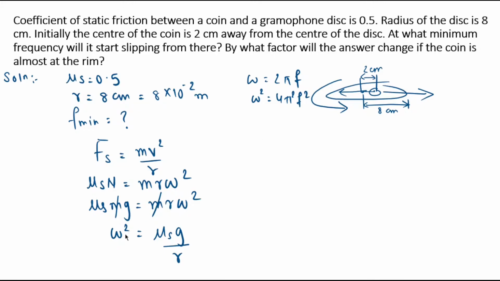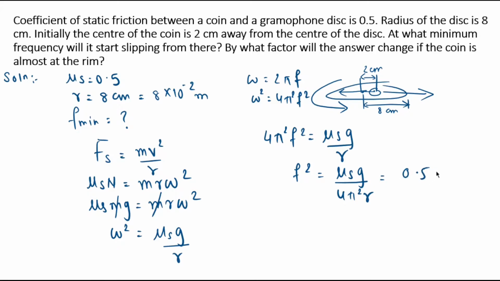So we can write, instead of omega square, 4 pi square f square equal to mu s g upon r. This gives us f square equal to mu s g upon 4 pi square r. Now putting all the values, mu s was 0.5. Let's take g as pi square.